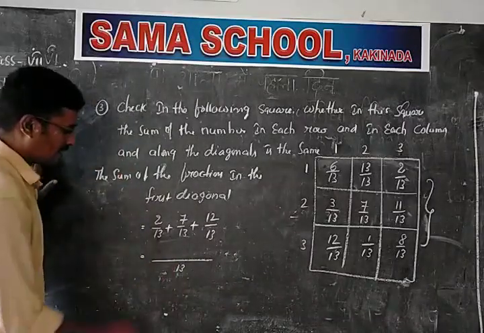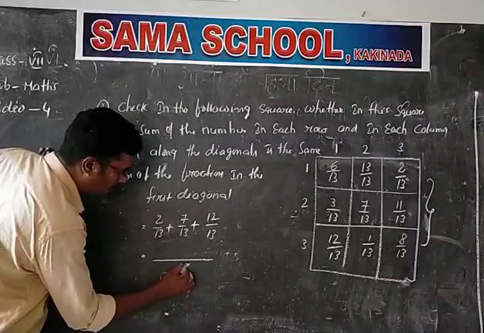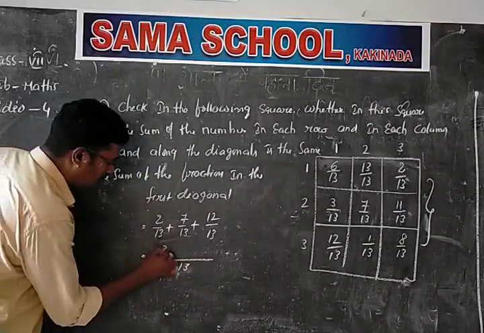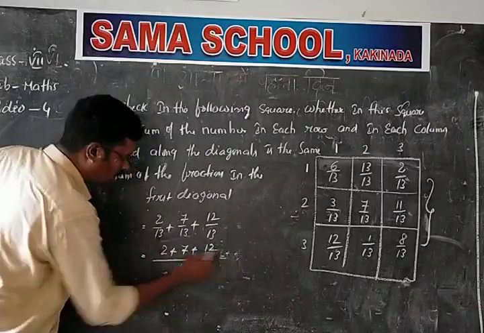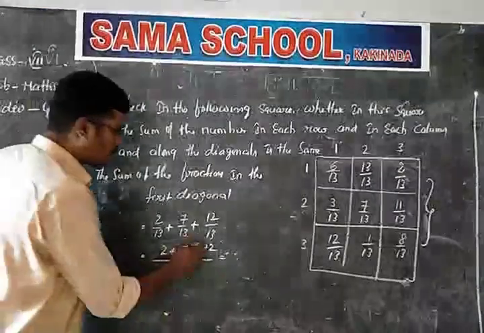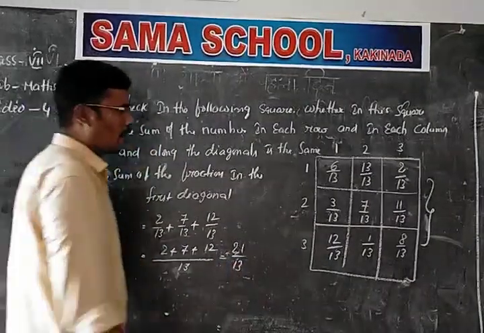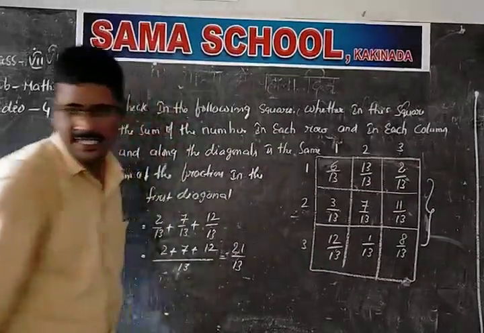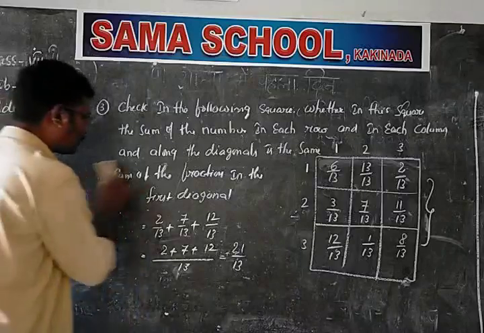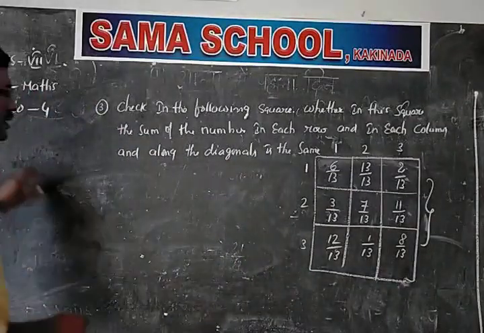13 is the repeated number, and this is the LCM. Adding the remaining numbers: 2 plus 7 plus 12. 7 plus 2 is 9, 9 plus 12 is 21. 21 by 13. The sum of the first diagonal is equal to 21 by 13. Next, let's go to the second diagonal.